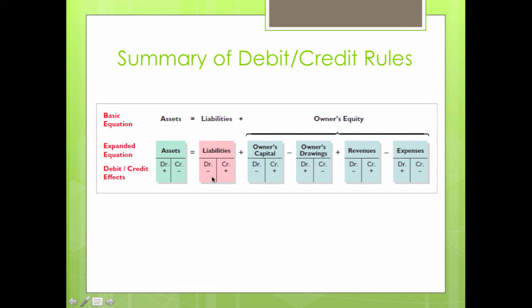Also, notice that the rules change for owner's equity. You see these? All these are for owner's equity. Depending on the account that you are working on will depend if you debit or credit, and it will depend if you want to increase or decrease your account. Okay.